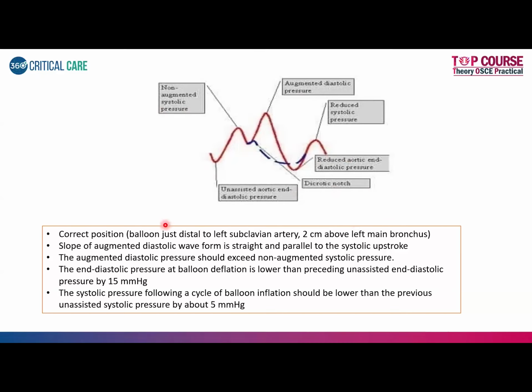And the correct positioning: the balloon is just distal to the left subclavian artery, 2 centimeters above the left main bronchus. And the slope of the augmented diastolic wave is straight and parallel to the systolic upstroke.